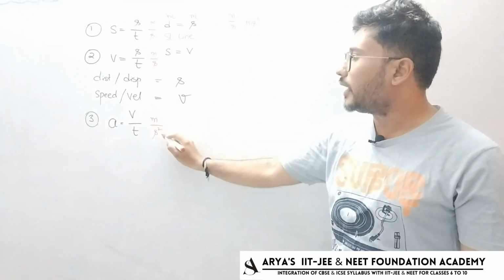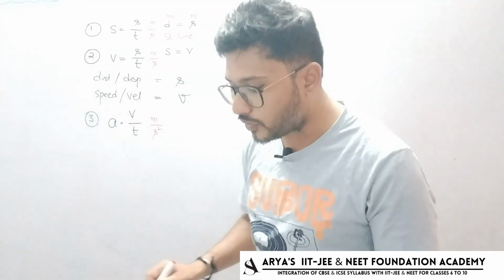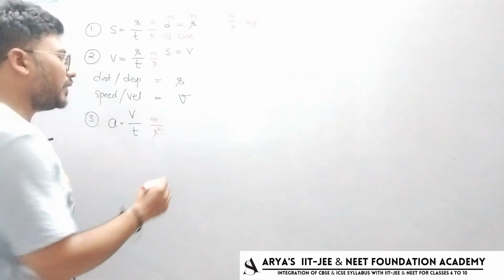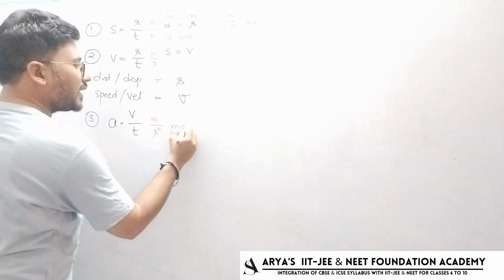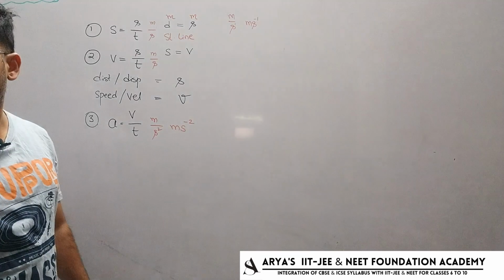Now SI unit of acceleration is meter per second square. If second square is going to numerator, it becomes what? Power minus 2. Yeah, very good. Meter second to the power of minus 2. This is also correct. Fine.